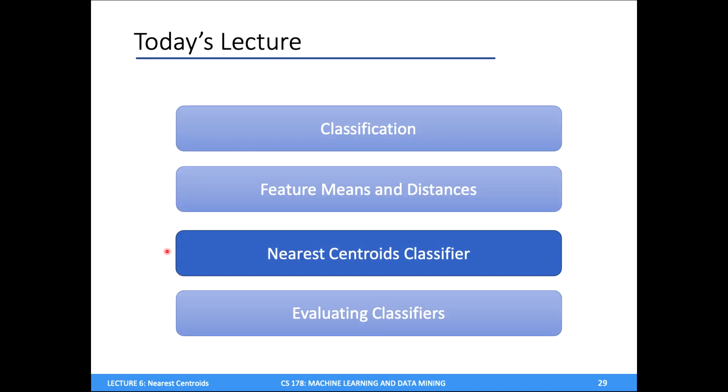Okay, let's move on to the next section in today's lecture, which is the nearest centroids classifier. This is our first classification algorithm of many. We'll see a whole lot more. This is a very simple algorithm. It doesn't get used all that much in practice, but it's very intuitive and has a very nice way of thinking about it. And it's a good introduction into classification algorithms.